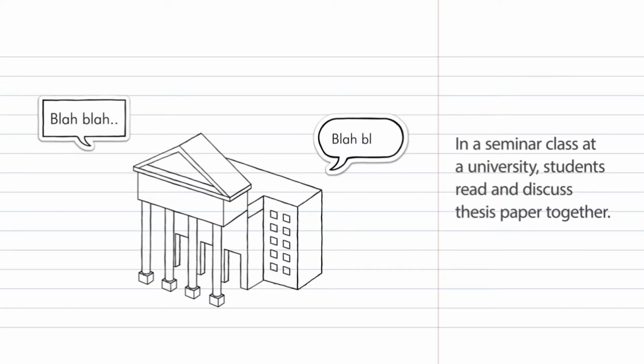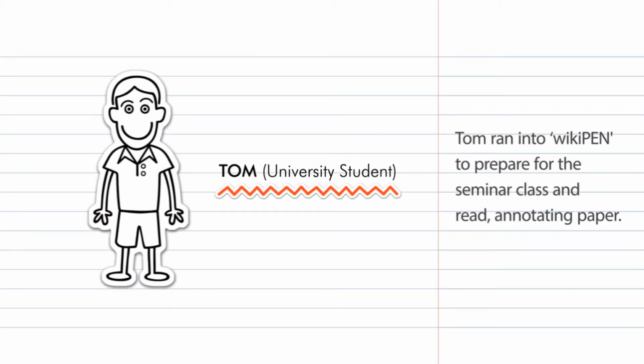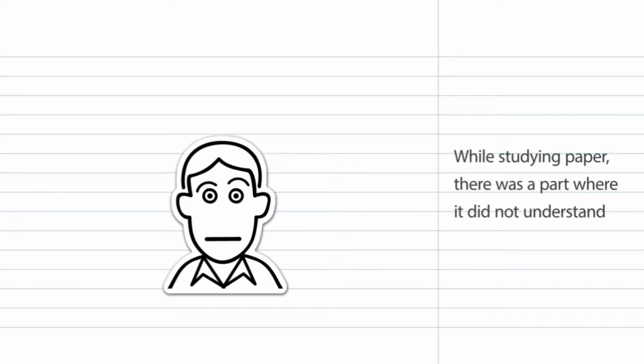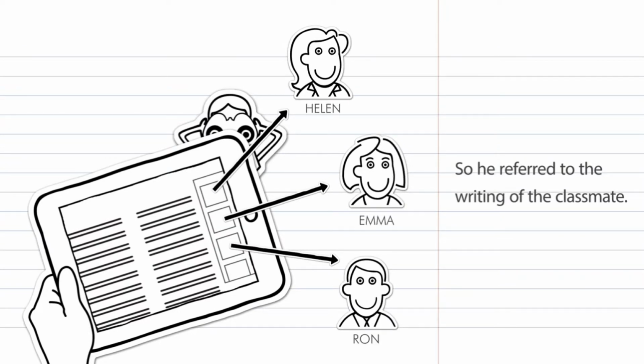In a seminar class at a university, students read and discuss a thesis paper together. Tom ran Wikipen to prepare for the class and read and annotated the thesis paper. While studying the thesis paper, there was a part where he did not understand. So he referred to the writing of a classmate.